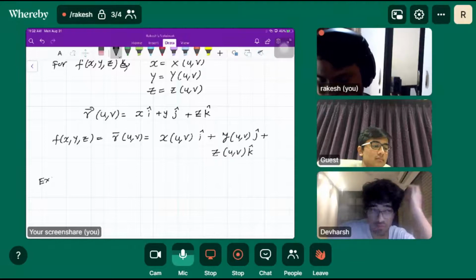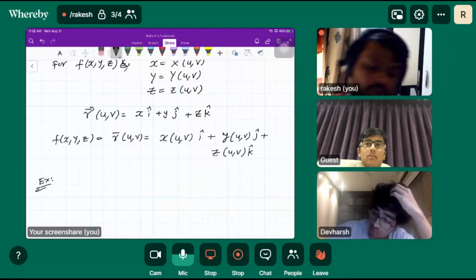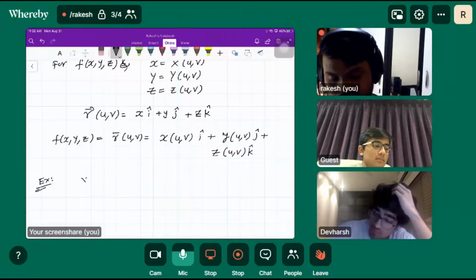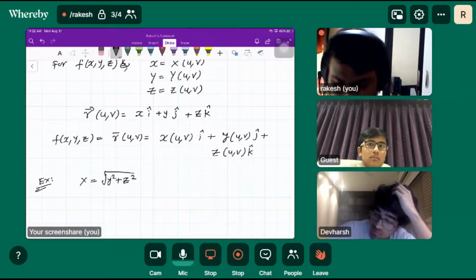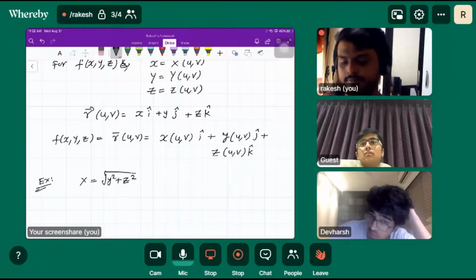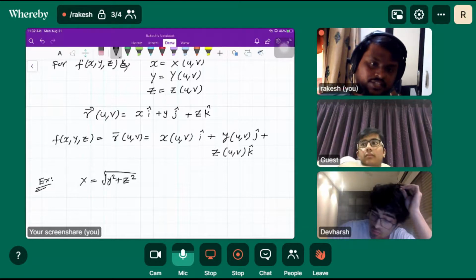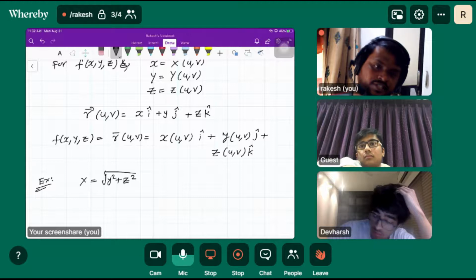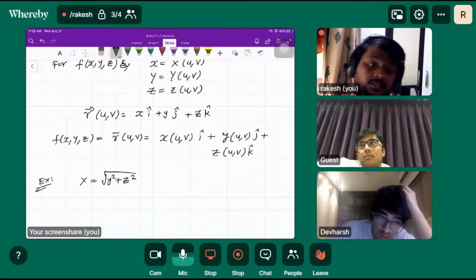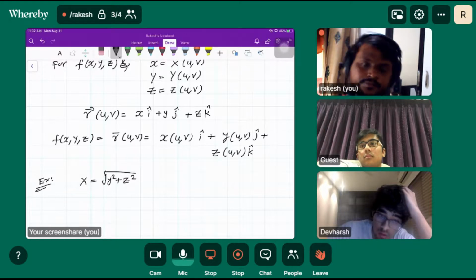Now take an example of how to convert a given surface into terms of parameters. Suppose I give you a surface which is x is equal to root of y square plus z square. What is this? What does this equation denote? Is it a cylinder, circle, plane, or cone?